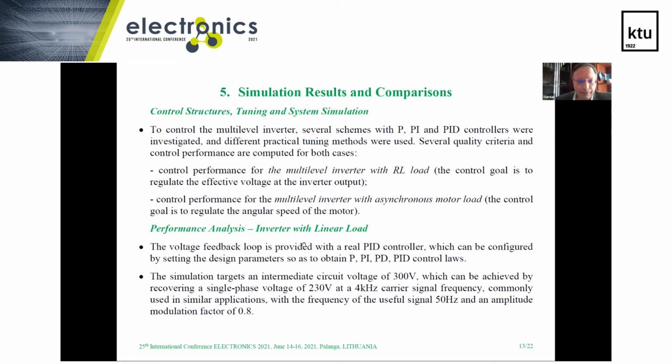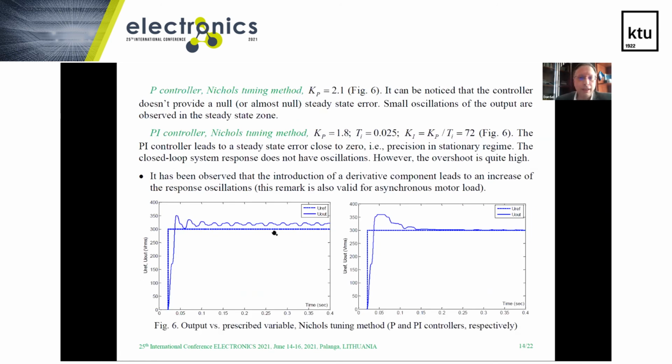In the first case, we provided the voltage feedback loop with a PID controller, and we simulated a target with an intermediate circuit voltage of 300 volts. In this slide, you can see in figure 6 some simulation results. In the left panel, we have the results obtained with the P controller with the Nichols tuning method. And in the right panel, you have the results for the output and the set point when we used a PI controller with the Nichols tuning method.